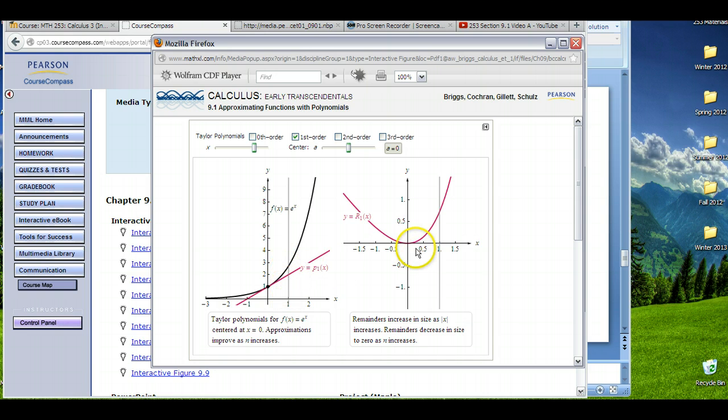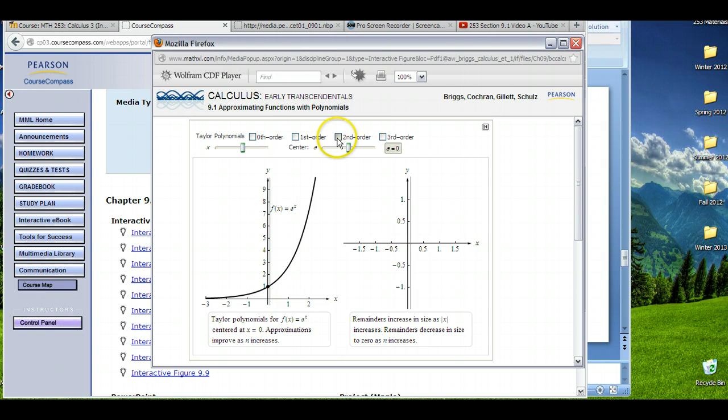Yes? And notice that the value of the remainder grows the further x gets away from the center. When you move over here to 2, the remainder is fairly large, right? The remainder has grown very large. The remainder function here tells you the value of the remainder based upon the value of x that you're plugging in. It's really just telling you the difference between the function and the polynomial, right? So that's the first order.